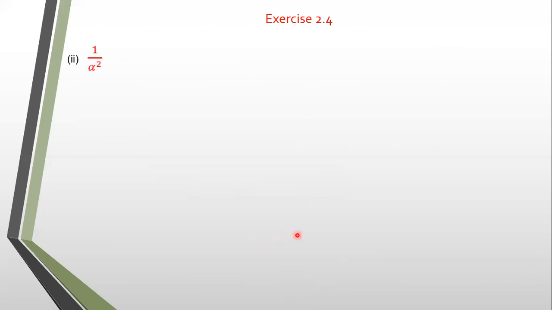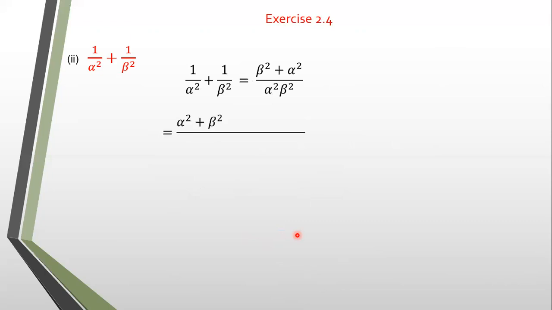Now the next part is 1 over alpha square plus 1 over beta square. Again form a fraction, and when we have the fraction we will take LCM. 1 over alpha square plus 1 over beta square can be written as alpha square plus beta square over alpha square beta square, and alpha square plus beta square can be written as alpha plus beta whole square minus 2 alpha beta over alpha beta whole square. Here we take the LCM, beta square plus alpha square, add and subtract 2 alpha beta, as we add and subtract previously.